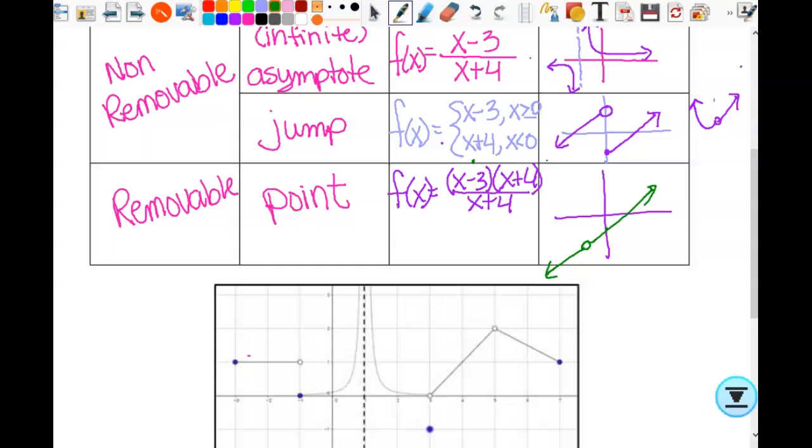Here's why people get this mixed up with jump. If I am rocking along here, I'm jumping over my hole. Don't think about jumping over your hole. It's not like a puddle. You have to literally jump from piece to piece. Here, this is one point that just got taken out, and that's the difference. Are we okay with all that? All right, so those are our discontinuities.